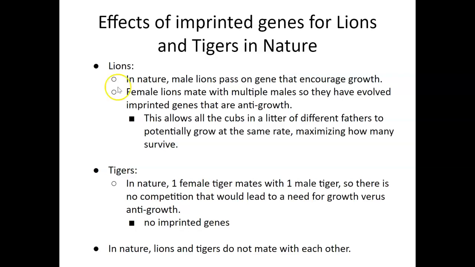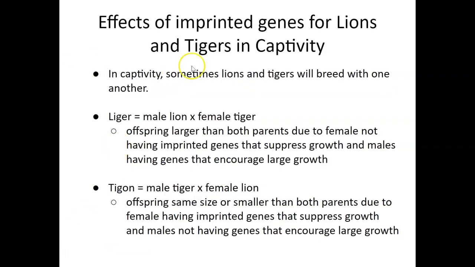In nature, lions and tigers do not typically mate with each other. However, in captivity, they sometimes do, and they do have viable offspring. If it's a male lion mating with a female tiger, we call their offspring a liger. So the hybrid is a liger, and these hybrid offspring are usually huge, much bigger than even the male lion parent. This is due to two things. One, the male lion is passing on genes that encourage growth, and two, the female tiger is not passing on any imprints that discourage that. Therefore, their offspring tend to be very large in body size.